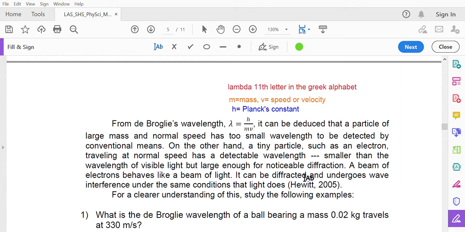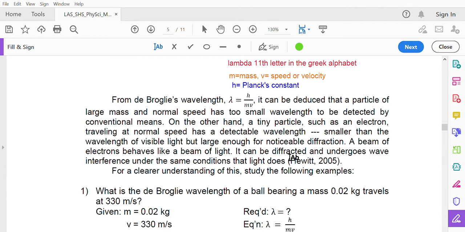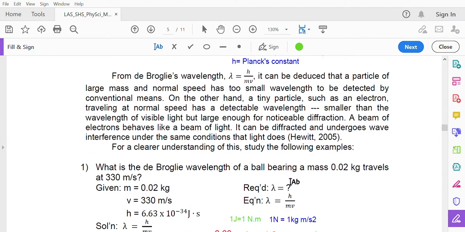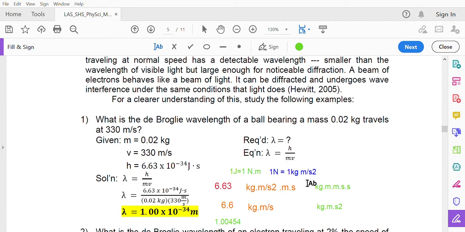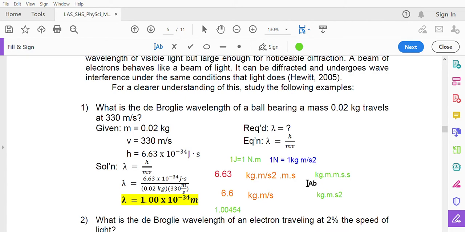The de Broglie wavelength is represented by lambda. Lambda is the 11th letter in the Greek alphabet, which is equal to h, the Planck's constant, divided by m, the mass, times v, the speed or velocity of the object. For clearer understanding of this, we will discuss problem number 1.